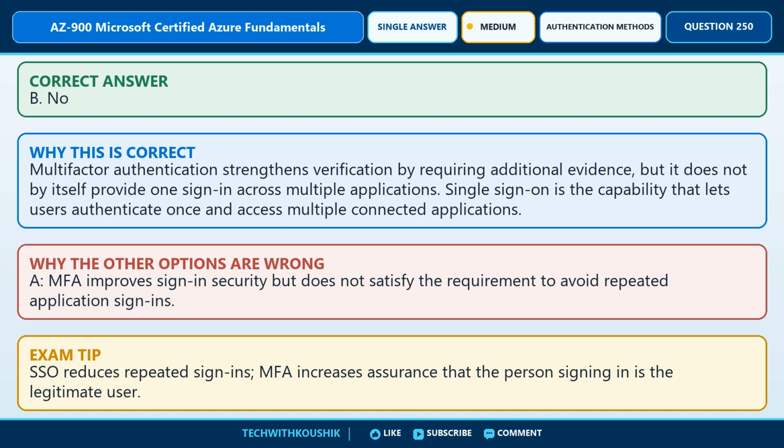The remaining options can be eliminated because A, MFA improves sign-in security but does not satisfy the requirement to avoid repeated application sign-ins. Keep this point in mind for the exam. SSO reduces repeated sign-ins. MFA increases assurance that the person signing in is the legitimate user.